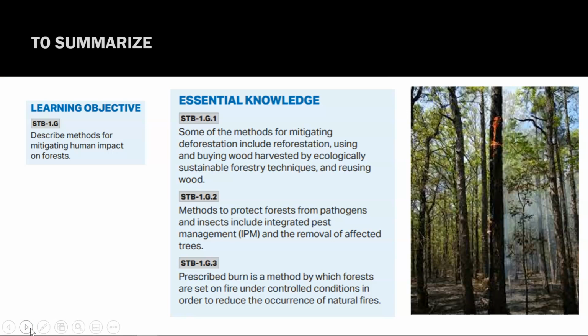So our goal was to describe methods for mitigating the human impact on the forests. So some of these methods that we discussed today were reforestation, so replanting trees, using and buying wood harvested by sustainable forestry techniques. So that would be looking for wood that's been from strip cutting rather than clear cutting, and then taking the wood we already have and reusing it. Additionally, we can use integrated pest management that we've discussed before to remove affected trees. So that's one of our biological controls.